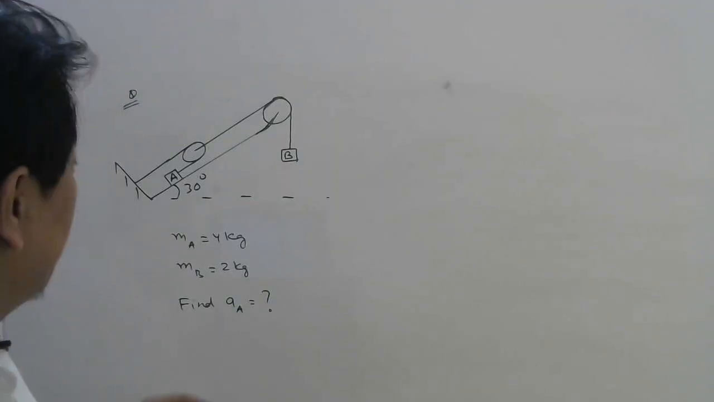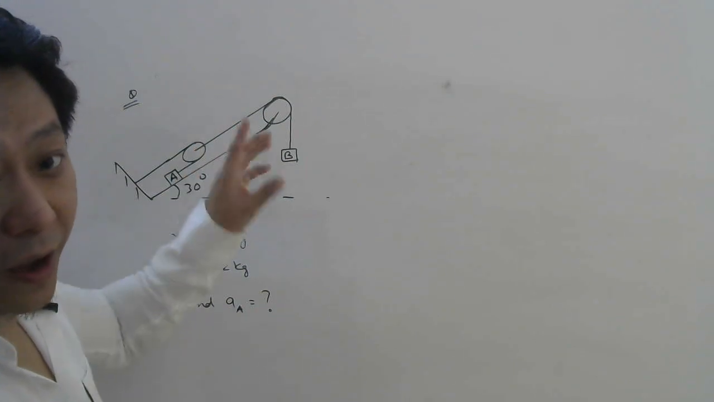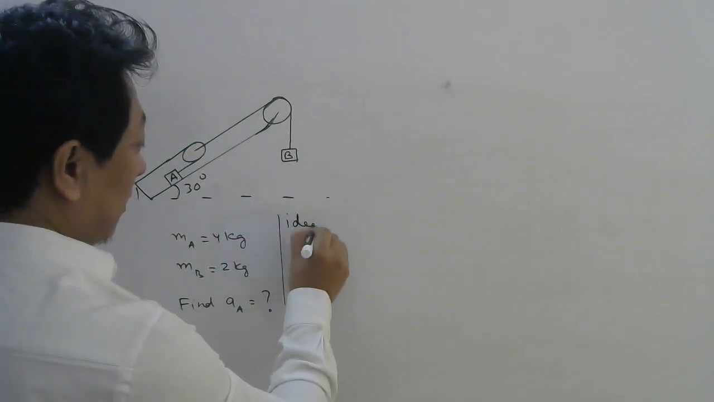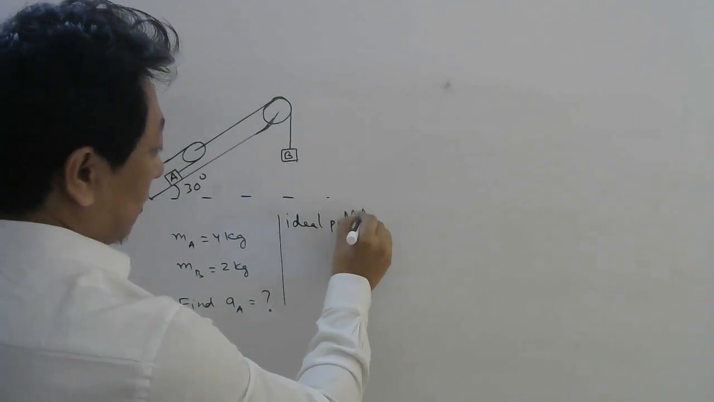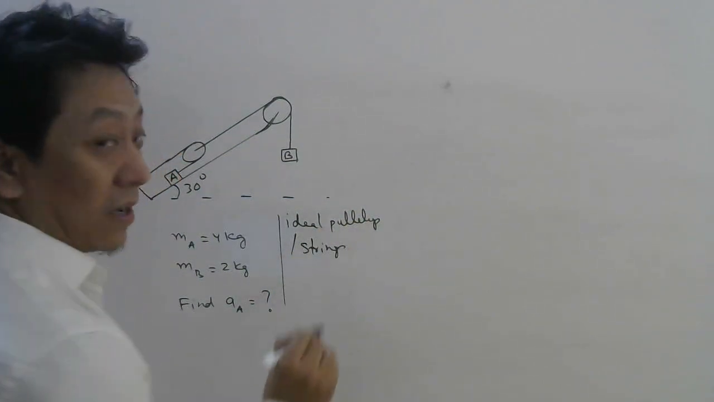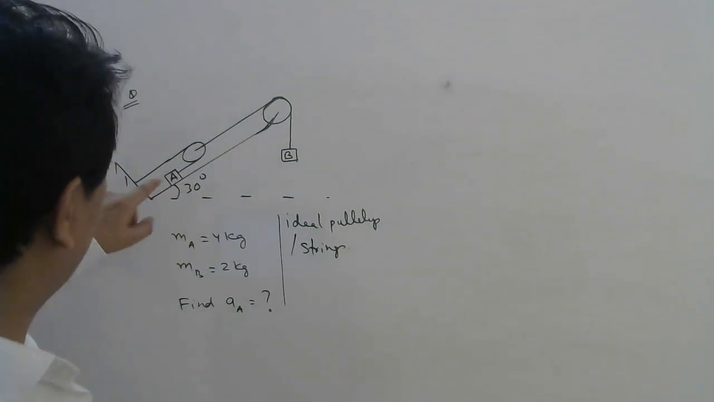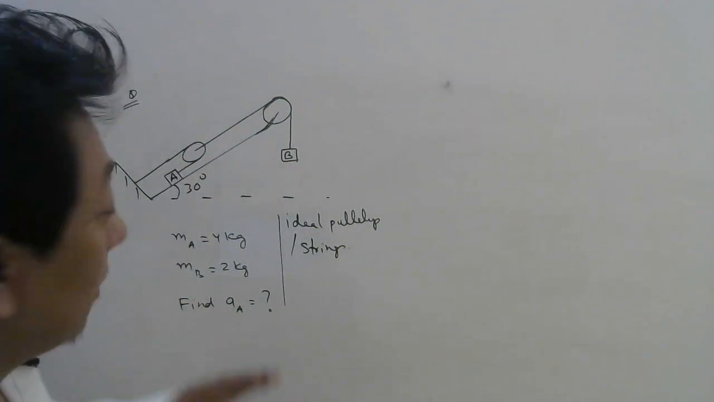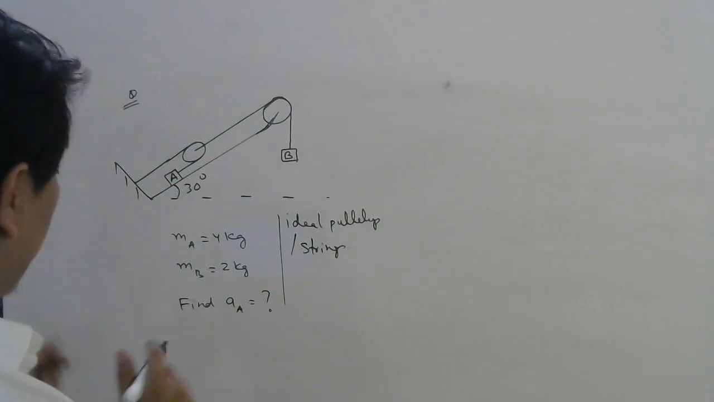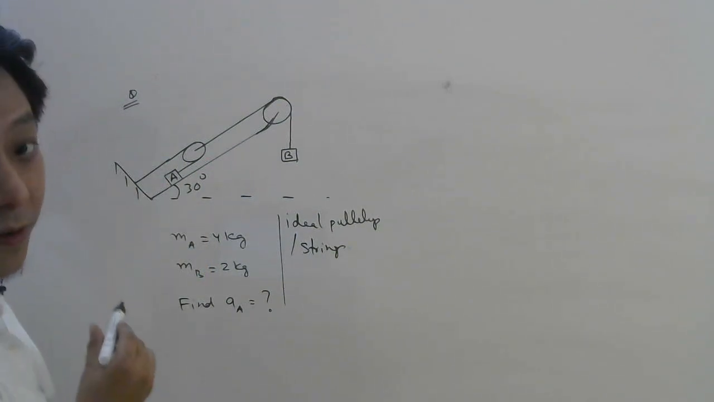Let us see this question. So we have two pulleys, and if nothing is mentioned, please remember these are all ideal pulleys and ideal strings, so massless and frictionless. So here blocks are A and B, and the angle of this inclination is 30 degree. Now we have to find the acceleration of this block.